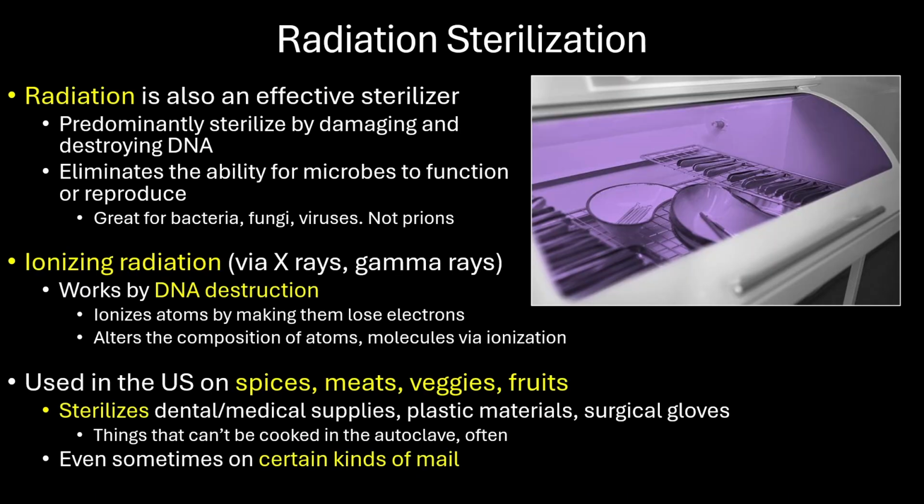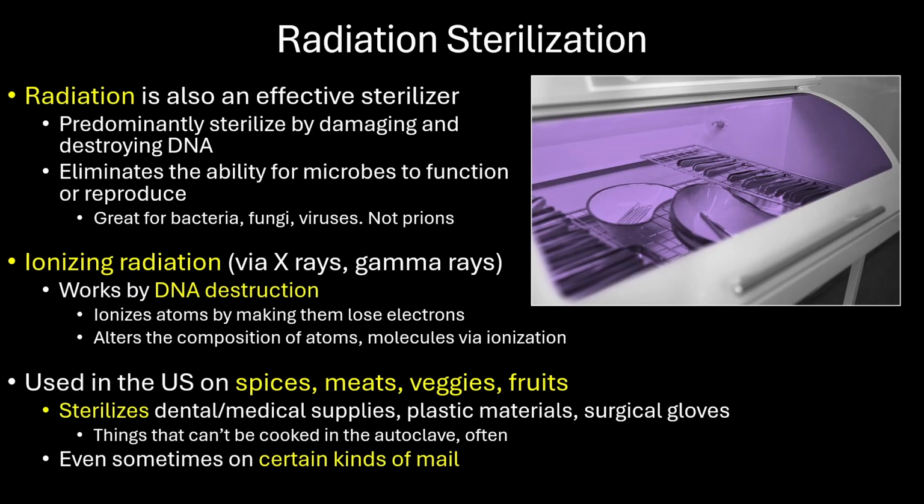Radiation can actually be a pretty effective sterilizer as well. We do actually utilize radiation as a sterilizing tool. It's predominantly effective at destroying and damaging an organism's DNA. And of course, if the organism's DNA is damaged, that really impacts its ability to reproduce. So this is a really good option for things that have DNA, like bacteria and fungi and viruses. Obviously not prions, because prions don't have any DNA to be destroyed.